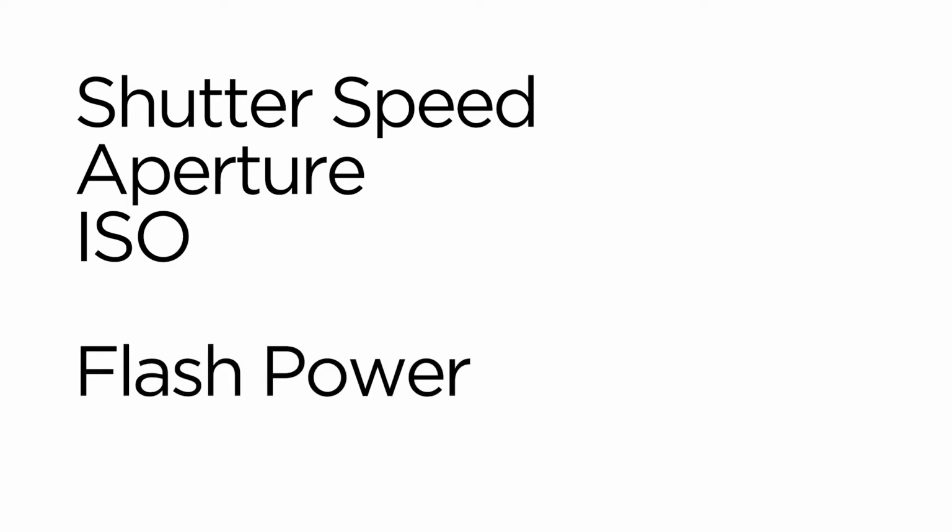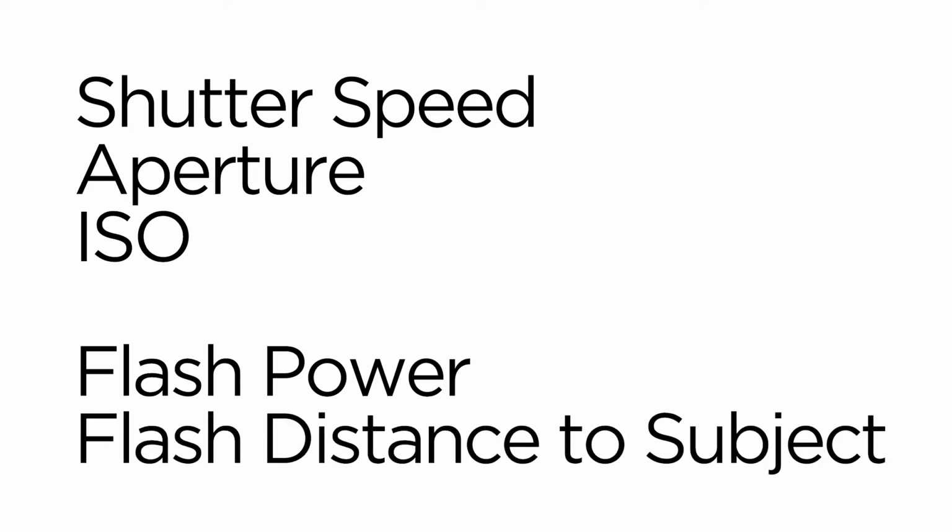And then it adds two more elements. The elements it adds are the power of the flash, so the amount of energy that the flash puts out, as well as the distance of the flash to the subject. So you've got a total of 5 variables you need to manage that'll determine how bright the photo is with your flash exposure. So let's start with shutter speed.